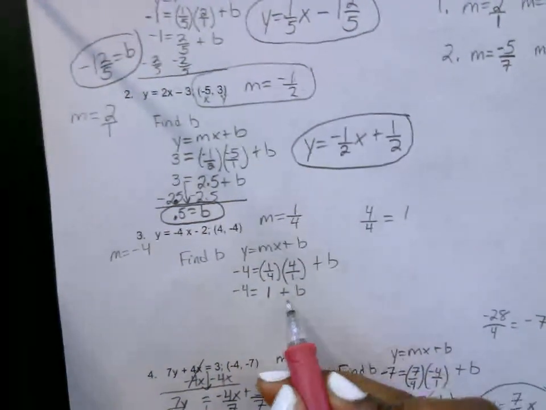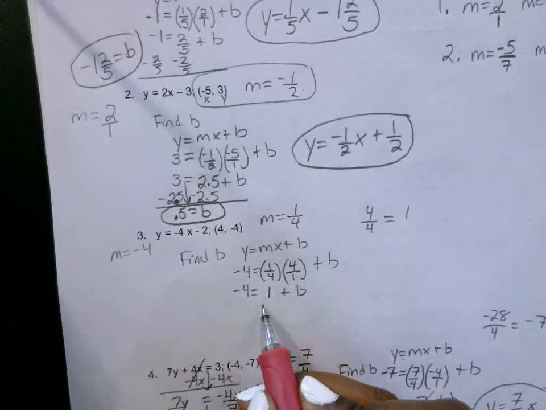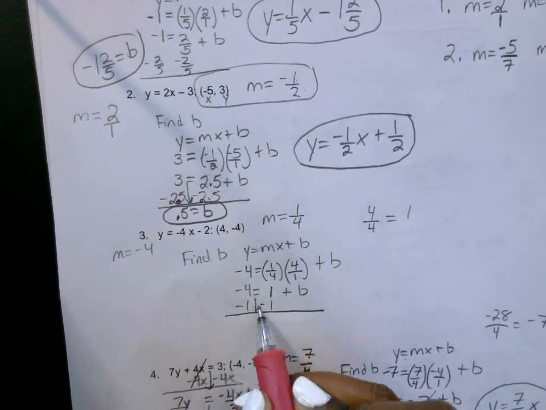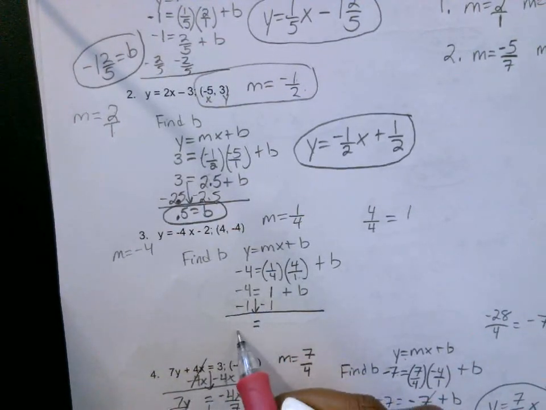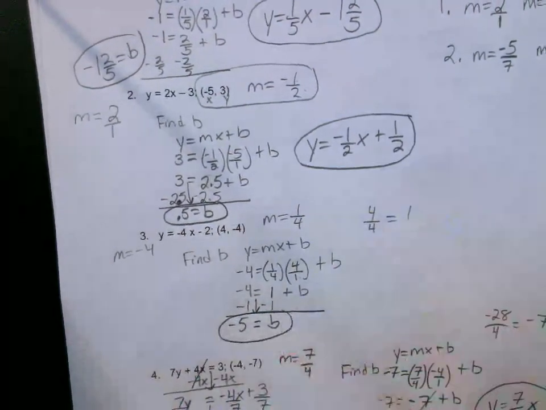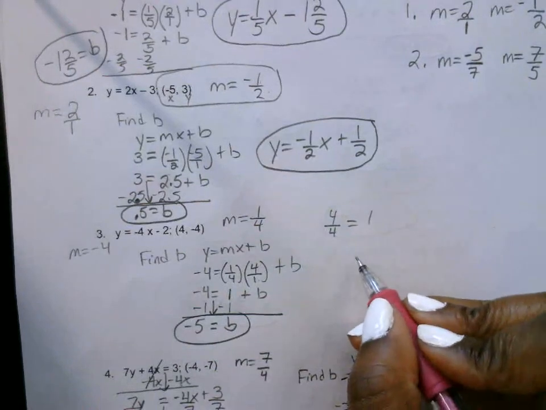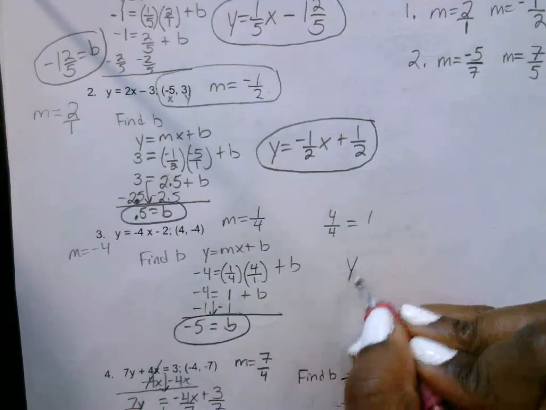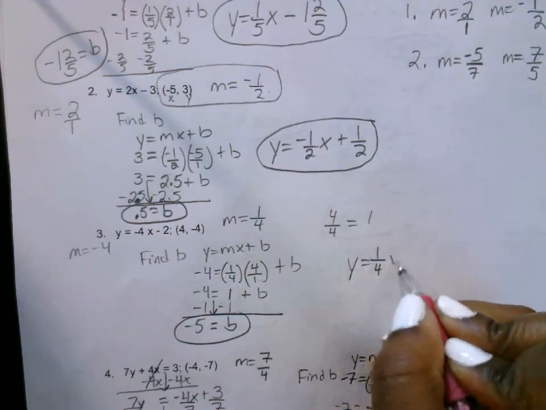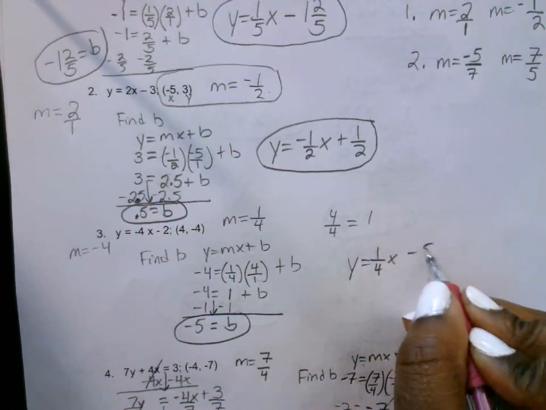Now what do we do to get B by itself? Subtract 1 on both sides. Okay. So what is that going to give us? -5 equals B. And so what's my equation for the line that's perpendicular? Y equals 1 over 4x minus 5. Good job.